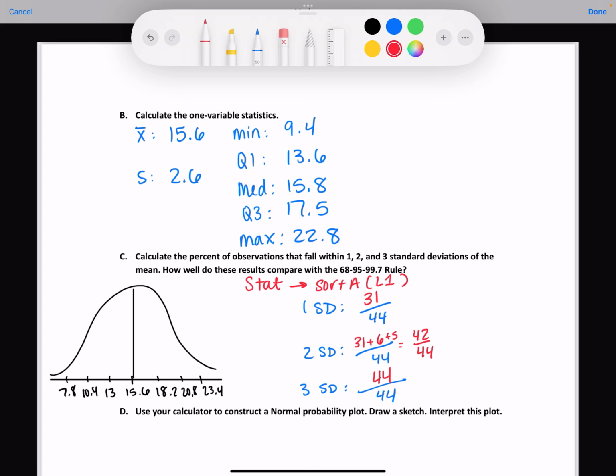So now we need to calculate what these percentages are. So 31 out of 44 is 70.5%. 42 out of 44 is 95.5%. And 44 out of 44 is 100%. So comparatively to the 68, 95, 99.7 rule, they're basically the same. Okay. So it's very similar to the rule.